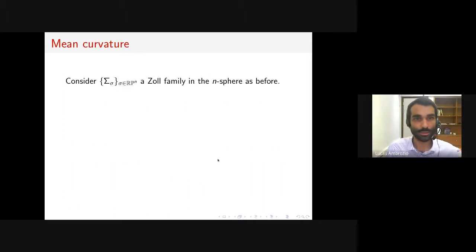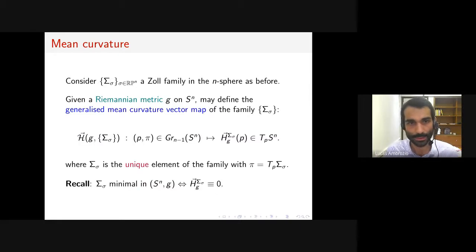Okay, so now let's bring in the geometry. Let's assume now that we have some Zoll family in the n-dimensional sphere, satisfying those assumptions of the previous slide. Then, given a Riemannian metric on Sn, I can define a map that I will call the generalized mean curvature vector, which does the following. It picks a point p and a plane pi, finds the unique Sigma_sigma that goes through that point tangent to pi, and computes the mean curvature vector of that surface with respect to the metric g at that point p.